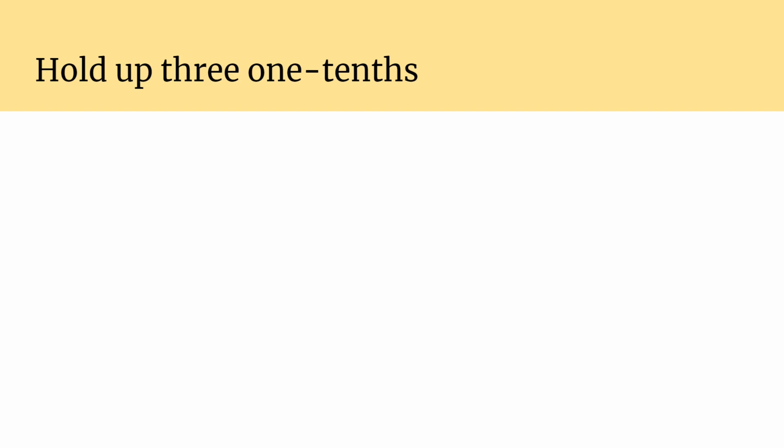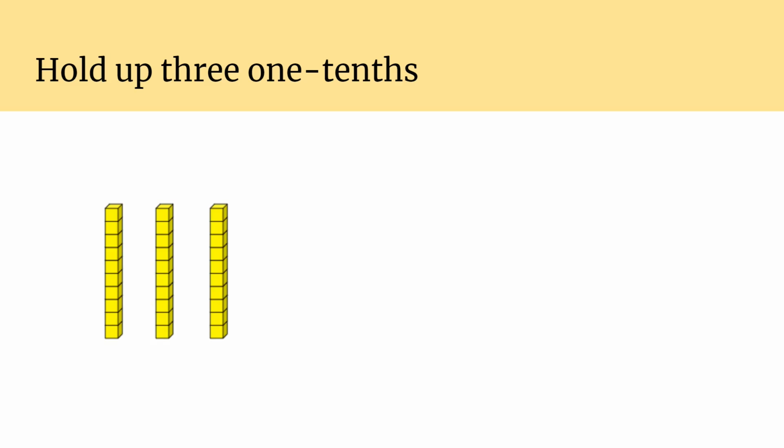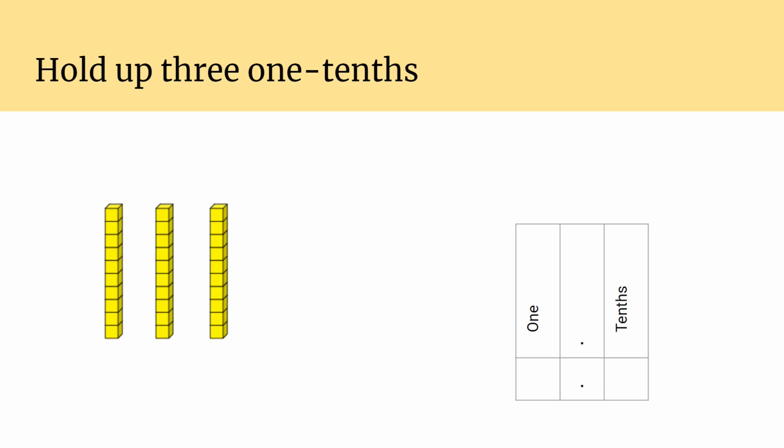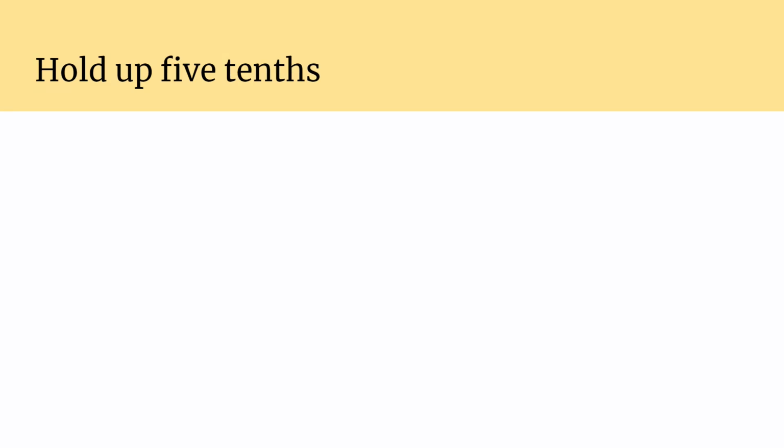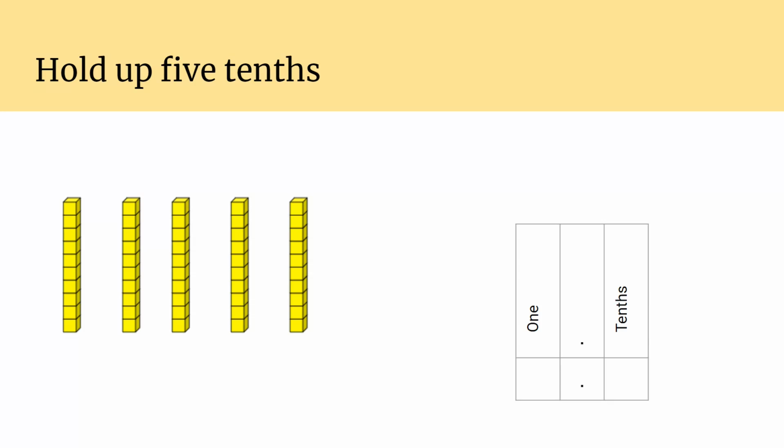Build 3 1/10ths again, please. There we go. Now, how would I represent this just using numbers? I don't have any wholes, and I have 3 tenths. So 3 tenths would be written as 0.3. What about 5 tenths? Well, there's 5 tenths. How would I represent that just using numbers? I don't have any wholes, but I have 5 tenths, so 0.5.